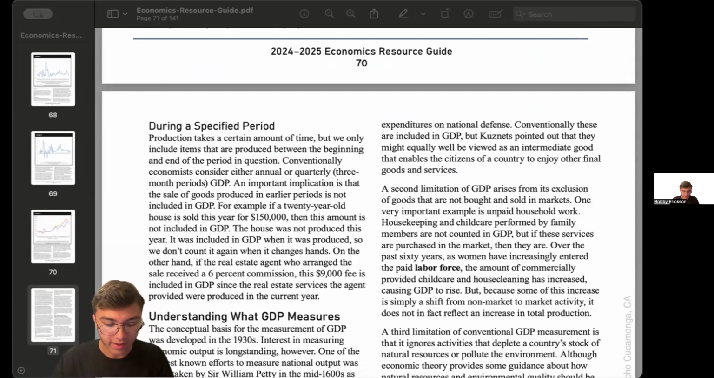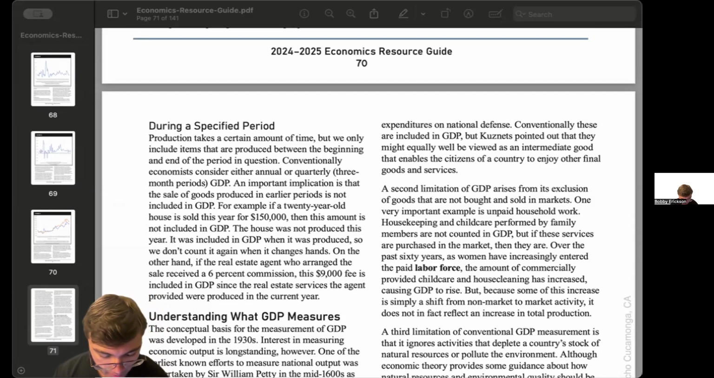Usually they calculate GDP in amounts of time that are either annual or quarterly, so either every 12 months or every 3 months. And so the sale of goods that were produced in earlier periods are not included in GDP. So those goods that have already been produced in a different year, if you sell them, that doesn't contribute to GDP more.